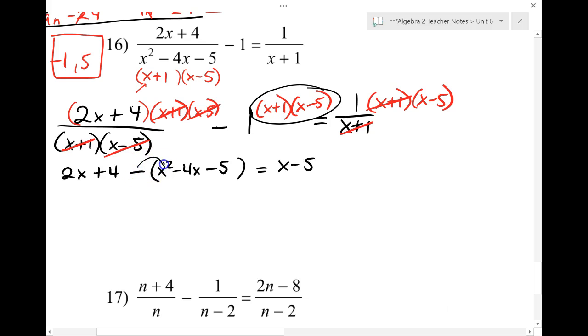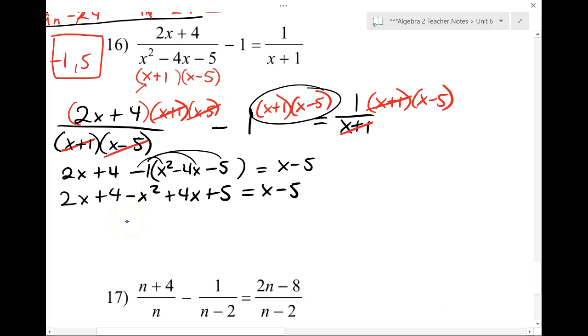Okay, now let's distribute this negative, or it's really a negative 1 that's in front there. So now I'll have minus x squared plus 4x plus 5. So really we just changed the signs. Now we can combine like terms on each side.